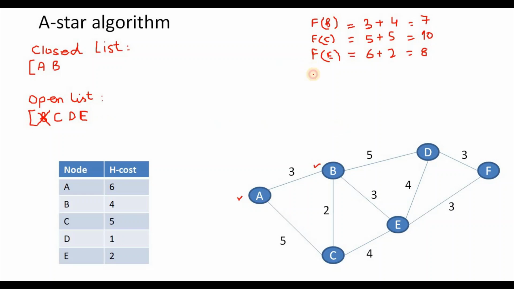So now we calculate the F cost for the node D. Which is the distance from the source is 5 plus 3 is 8. So this G cost is 8, which is the distance from the starting node, and its distance from the target node or the destination node, we can get from the table, which is 1. 8 plus 1 is equal to 9.